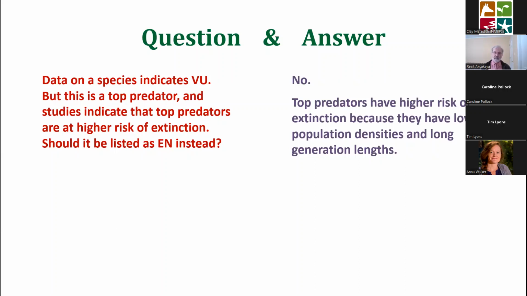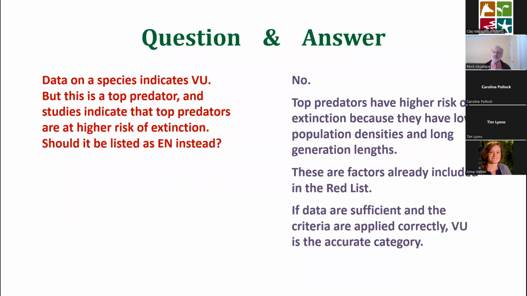And the reason is that top predators have higher risk of extinction because of reasons such as they have low population densities and long generation lengths. But these factors are already included in the Red List, right? And if data are sufficient and the criteria are applied correctly, then in this case, vulnerable would be the accurate category. So no adjustments are necessary. And as I said, if you make adjustments such as this, it would compromise the consistency and objectivity of the Red List.